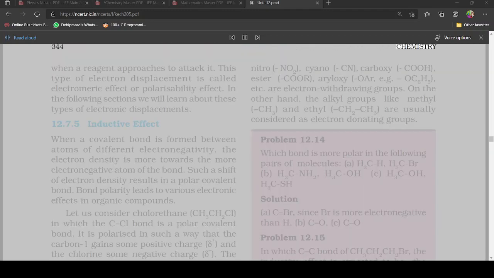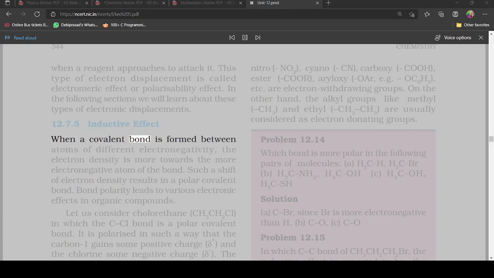Chemistry. When a reagent approaches to attack it, this type of electron displacement is called electromeric effect or polarizability effect. In the following sections, we will learn about these types of electronic displacements. Inductive effect.